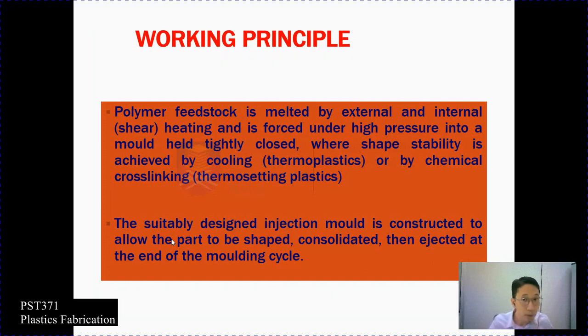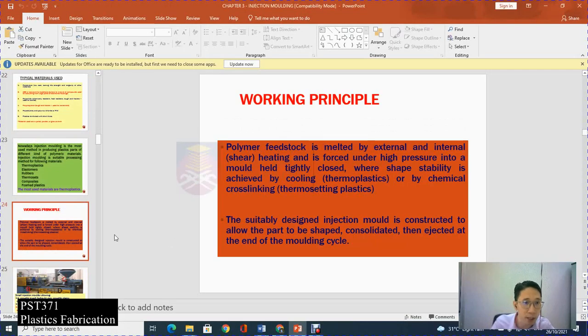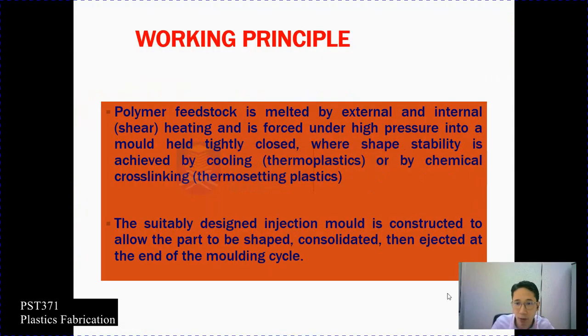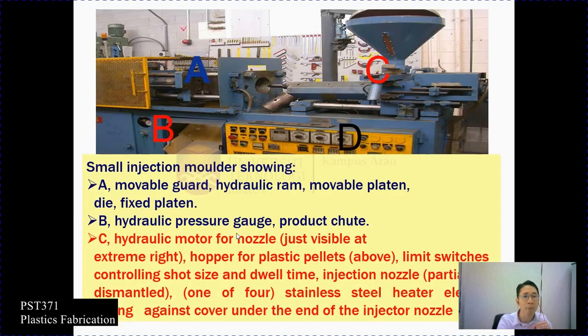The working principle of injection molding: the polymer feedstock is melted by external and internal shear heating and is forced under high pressure into a mold, which is held tightly closed, where shape stability is achieved by cooling for thermoplastic or by chemical cross-linking for thermosetting plastic. The suitably designed injection mold is constructed to allow the parts to be shaped, consolidated, then ejected at the end of the molding process. This is the basic working principle of injection molding itself.